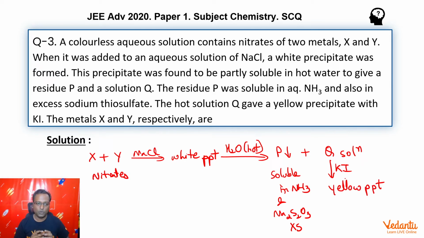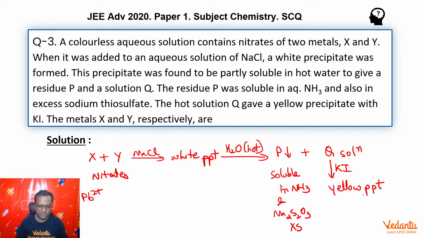So the flow is that we have some metal nitrates. We use chloride ion to precipitate a white precipitate, and this white precipitate is partly soluble. That implies one of these cations gives a chloride which is partly soluble. We know one such chloride, PbCl2. So probably one of them is a Pb2+ salt. Then we move ahead. P is soluble in ammonia and excess Na2S2O3. Q, on reaction with I minus, gives a yellow precipitate.